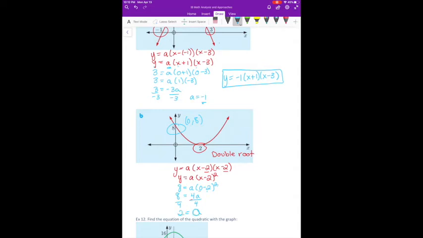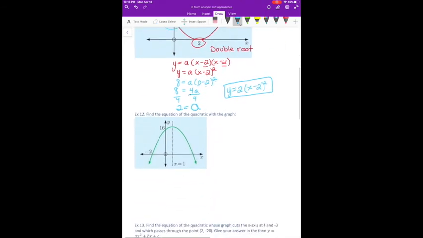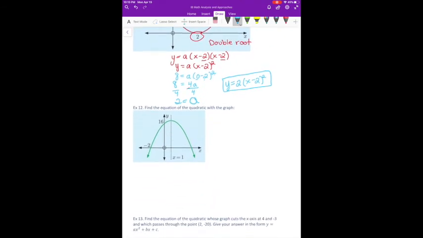A equals 2. Okay, so we get y equals 2 times x minus 2 squared is our quadratic equation. Alright, so that's how we would do those two. Alright, in example 12, we are given one x-intercept, the axis of symmetry, so like the exact middle of my graph, and again, the y-intercept.